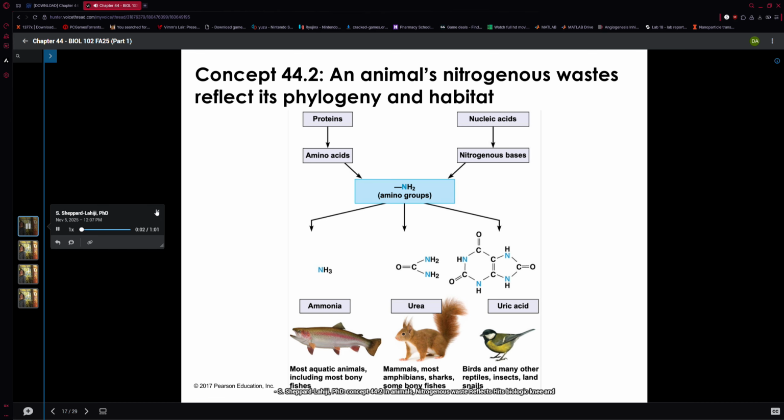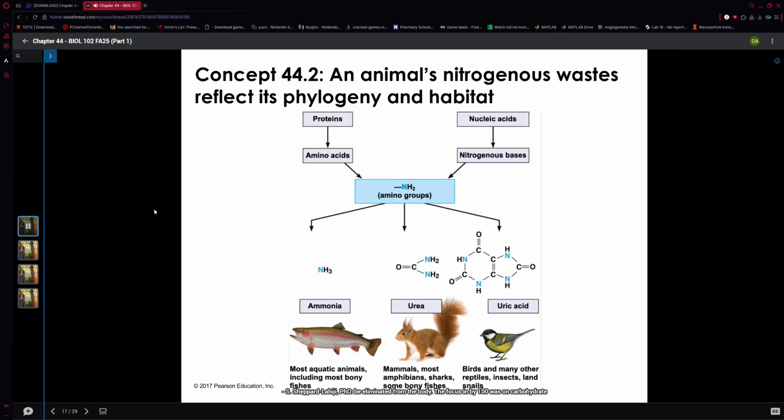Concept 44.2, an animal's nitrogenous waste reflects its phylogeny and habitat. When it comes to this illustration, this is really showing us the downstream products of catabolic reactions. And catabolic reactions are ones in which substances are broken down. Now, the catabolic reaction that is seen in proteins and nucleic acids produces nitrogen-containing byproducts, and those are referred to as nitrogenous waste, and they need to be eliminated from the body.